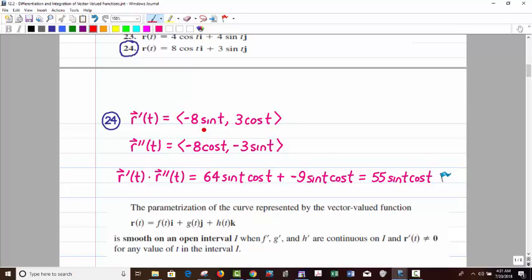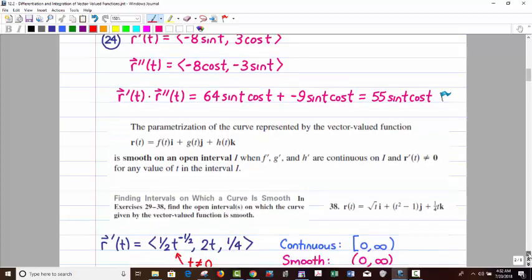And then we do a dot product. These first two multiplied together would be positive 64 sine t cos t. And then 3 cos t times negative 3 sine t would be negative 9 sine t cos t. Then add those together, and we get 55 sine t cos t, which is a scalar function.